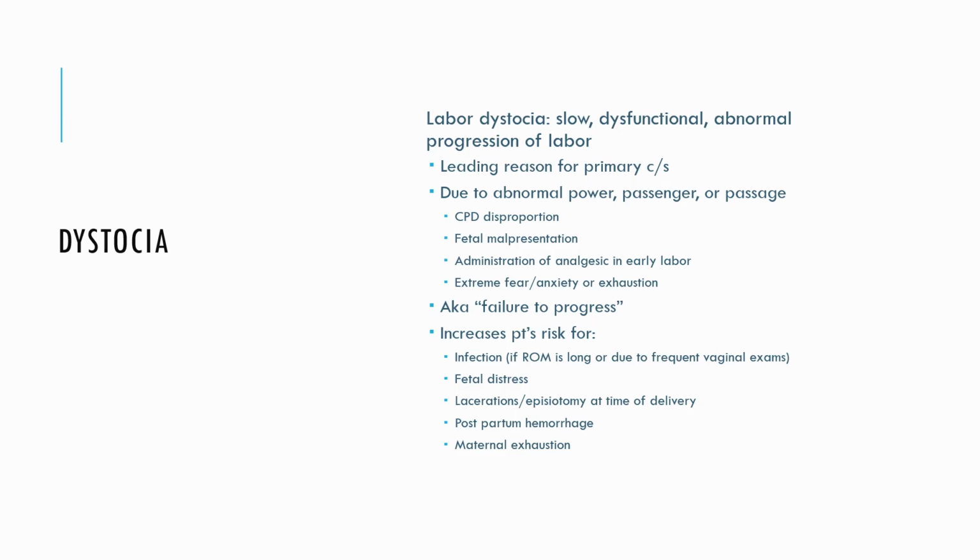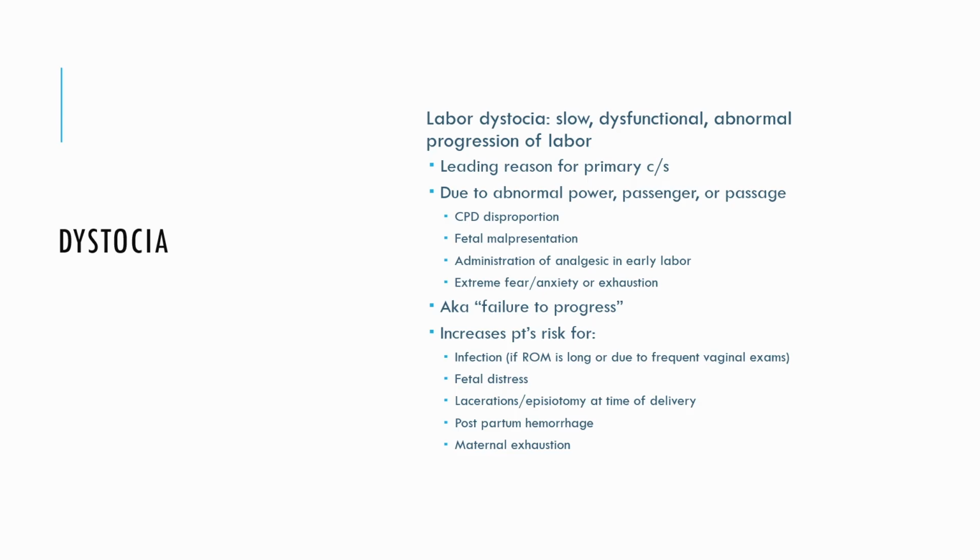All right, let's jump in now to the new material for chapter 10. So we're going to talk about a couple different types of dystocia. Dystocia basically means that the labor and delivery isn't progressing as we would expect, as it would be normal. And it can be due to a couple of different things.